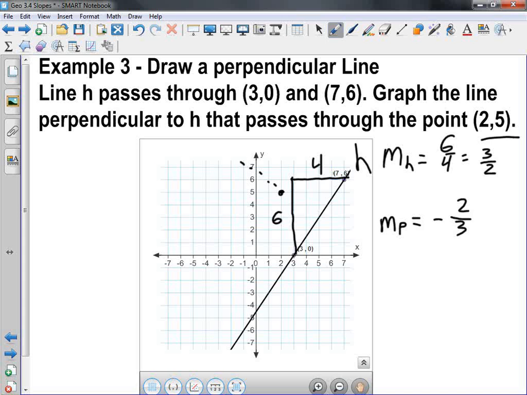Not that bad. Okay. Now let me clean up my drawing a little bit. There we go. Now, slope is just rise over run, right? Okay. So from my point (2, 5), I'm going to rise how much? You're going to fall down 2. So 1, 2, okay? And then how much am I going to run? 3, okay? 1, 2, 3. So it's going to go right through here.